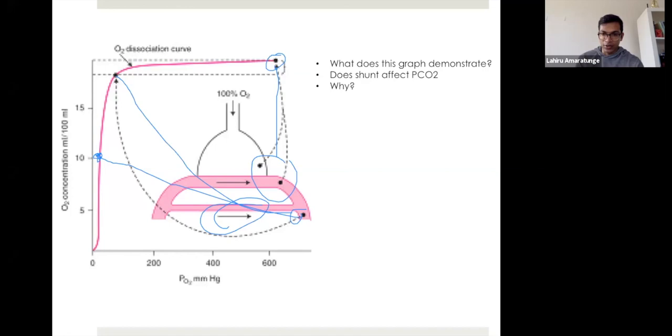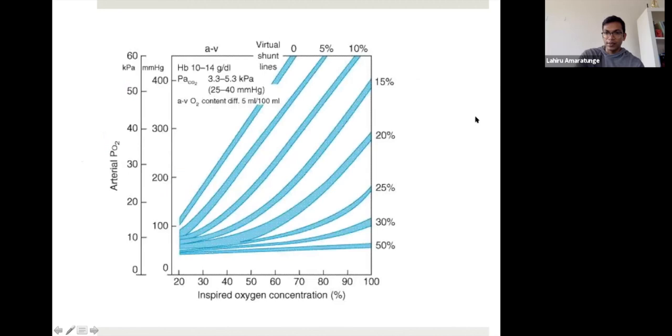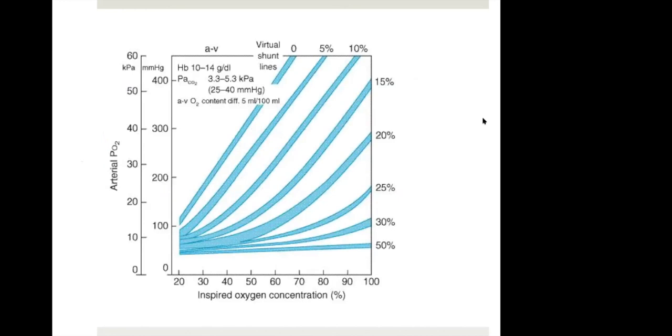Has anyone seen this diagram before and would like to explain it? I've seen it before and I can have a go at explaining it. Yeah, go for it. So this is the iso-shunt diagram. It's basically describing different levels of shunt and their effect on arterial PO2 at a given inspired oxygen concentration. So at zero, so no shunt, with increasing inspired oxygen, you get an increase in your arterial partial pressure of oxygen. At 10% shunt, you can still achieve the same partial pressure of oxygen, but you need to be almost at a maximum inspired oxygen concentration, so close to 100% oxygen.